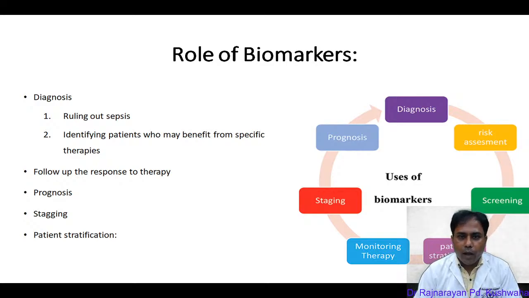What is the role of these biomarkers in our body? This is mostly for diagnosis, including ruling out sepsis and identifying patients who may benefit from specific therapies, and following the response to therapy. For example, if we are using medicines for cancer therapy, by biomarkers we can study how these medicines work on the cancer cells. Biomarkers are also used for prognosis and staging, and patient stratification into different classes, like mild, moderate or severe.